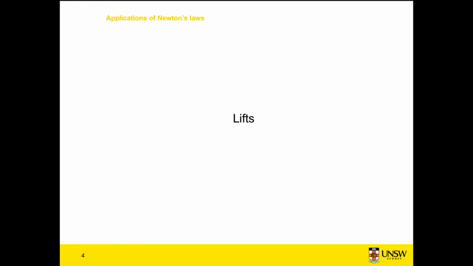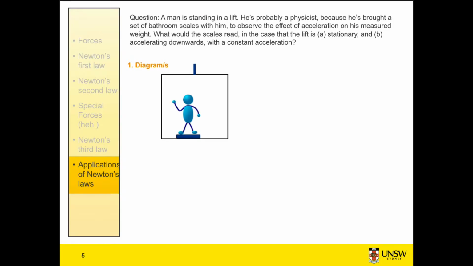So the first application that we'll look at is that of lifts or elevators. So in this question, we have a man standing in a lift, standing on a set of bathroom scales, and we're asked to find the reading on the scales. In 2 cases, in the case that the lift is stationary and in the case that it's accelerating downwards. So to solve our problem, step 1, we draw a diagram, we label our coordinate system, and we label all the forces acting.